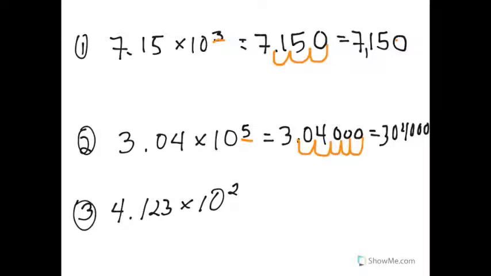All right. Number 3, to convert this to standard form, we once again look at the exponent. The exponent is 2. So we'll write our coefficient, and we'll move the decimal point 2 places. 1, 2. Since there are no empty cups here, we don't need to add any zeros. So we can just rewrite 4.123 times 10 to the second power in standard form as 412.3.